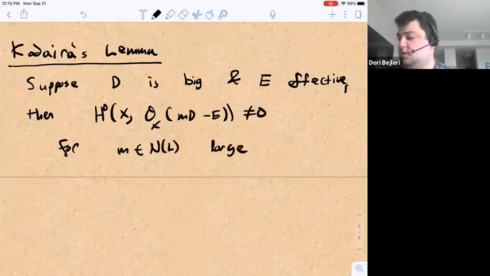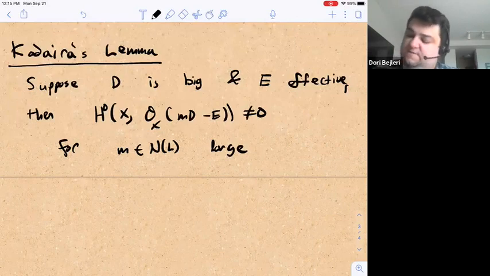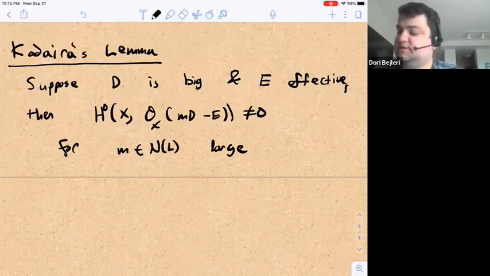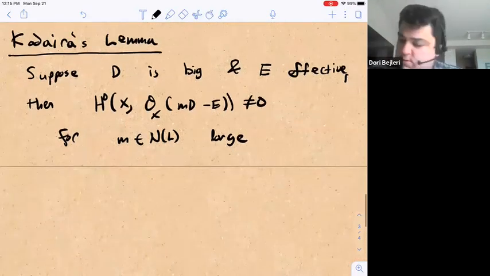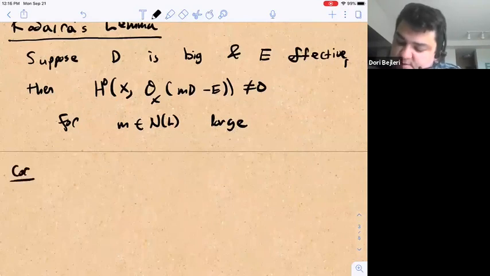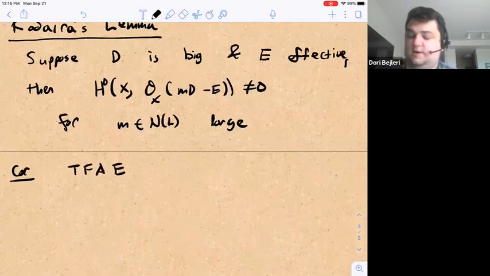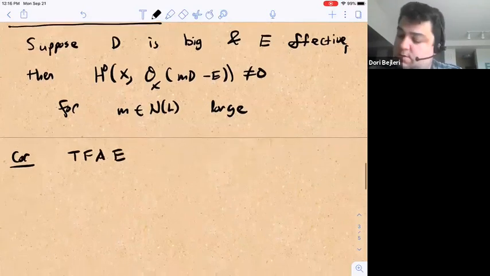This should be believable at least, because being big means that O_X(mD) has a lot of sections for m large. And so now we're saying that, in fact, it has so many sections that you can find ones that vanish along any effective divisor if you make m large enough. That's exactly what the statement is saying. But as a corollary of this, we have an important equivalent characterization of being big.